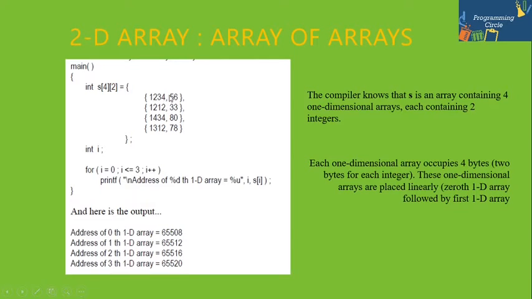So each one-dimensional array occupies 4 bytes. This is 2 bytes, this is 2 bytes, assuming that each integer takes 2 bytes, so the whole individual block will contain 4 bytes. Initially 65508, then 65512, 65516, 65520. Such addresses will be assigned, and these one-dimensional arrays are placed linearly: the 0th 1D array followed by the first 1D array, like that. So this is the 0th, first, second, and third 1D array.